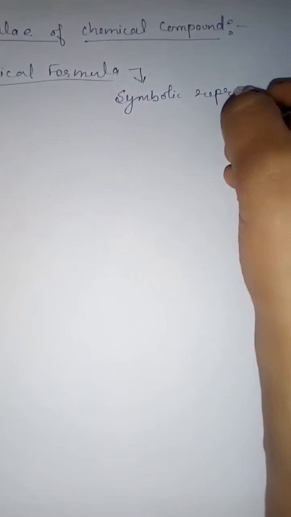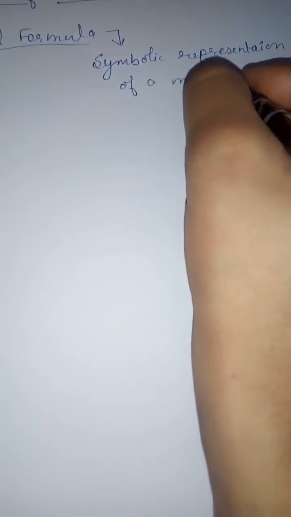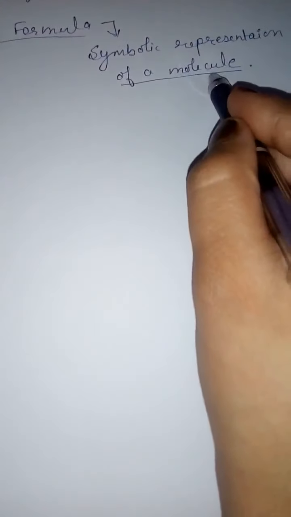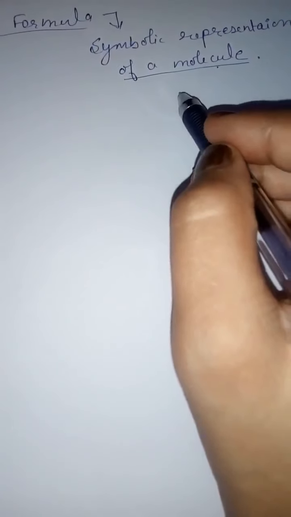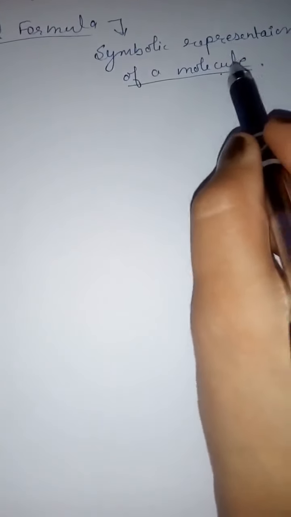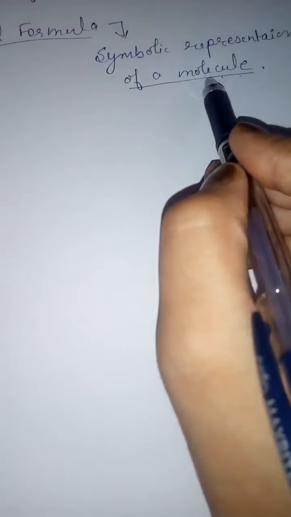Chemical formula. Chemical formula is the symbolic representation of a molecule. Symbolic representation of a molecule. Now in a molecule there are constituting atoms which form the molecule. So we will represent the molecule symbolically by representing their constituting atoms in symbols.